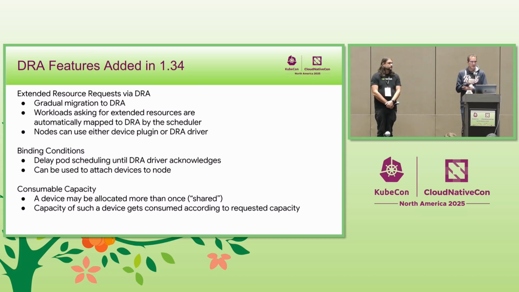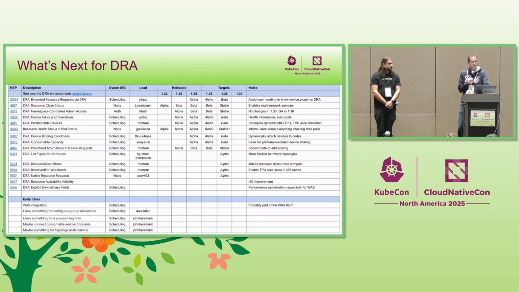And last but not least, consumable capacity is another extension of how complex or what a device is. We had another talk on that just today, earlier. It makes it possible to share the same device until its resources or until some capacity is exhausted. That's a new way of making device sharing a bit more dynamic than what we had before.